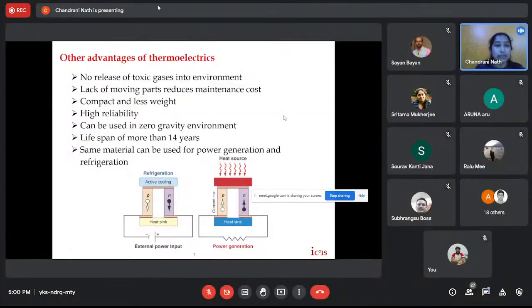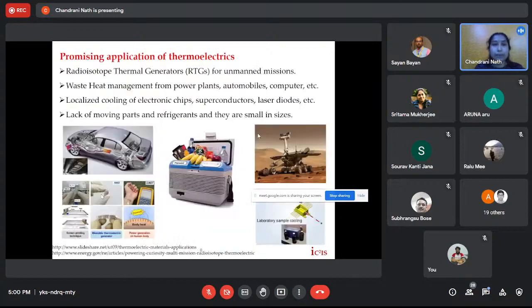So these are highly reliable. These can be used in zero gravity environments in space also, to power unmanned satellites. These have a lifespan of more than 14 years. Another more important point here is that the same material can be used for power generation as well as to cool a material. So this is a promising application of thermoelectrics.